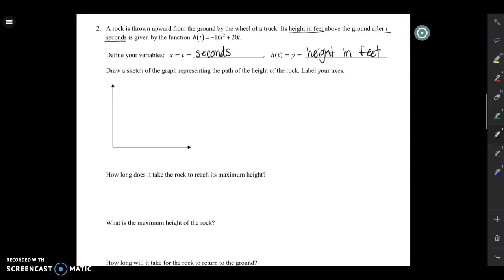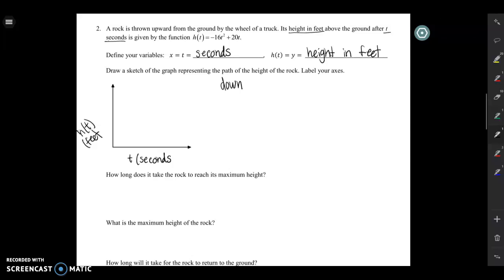I would recommend, first, let's start by labeling our axes. Our x-axis is going to be t, and it's in seconds. And then our y-axis is h of t, which is our height in feet. As we sketch a graph, I would recommend finding two pieces of information. I would first figure out if this graph is going to be opening up or down. In this case, since our a is negative, it's going to be opening down. It's going to be an upside down parabola.